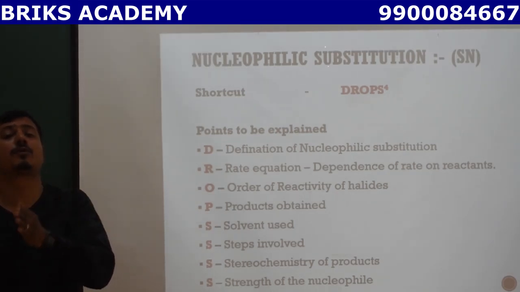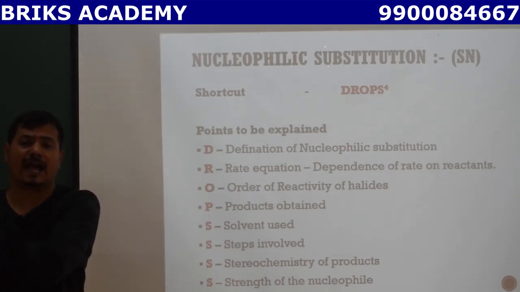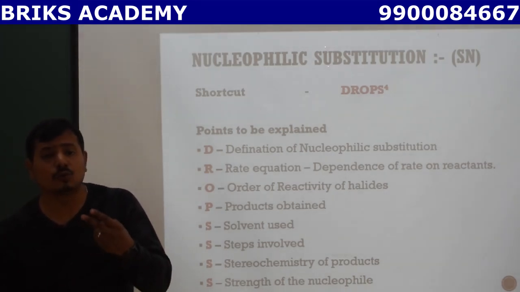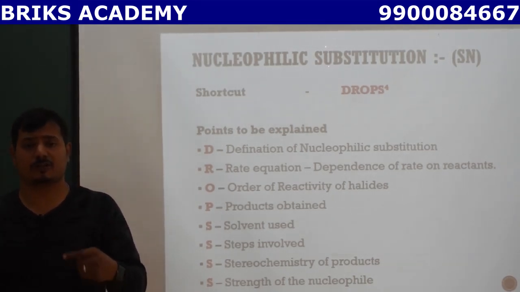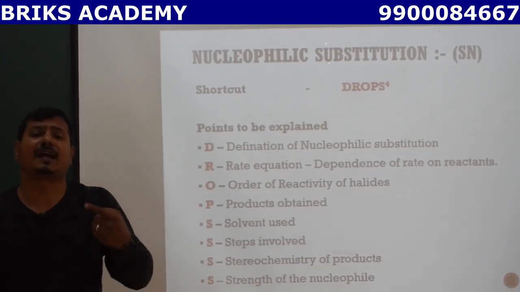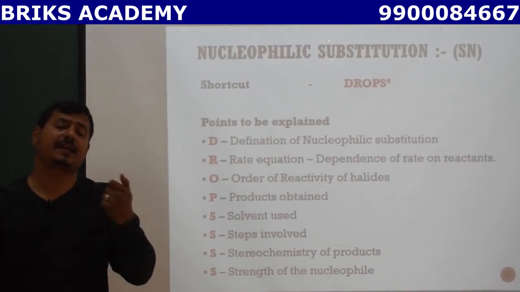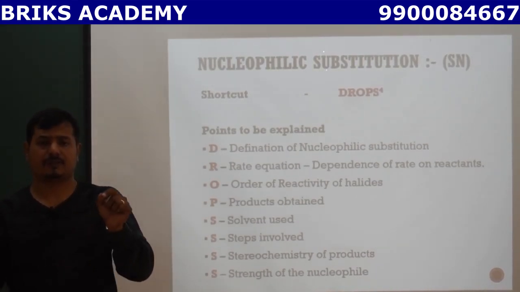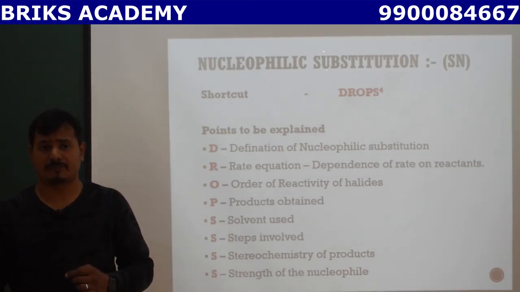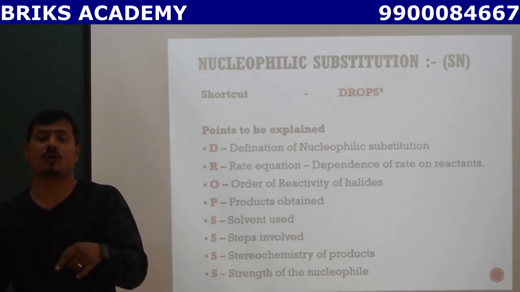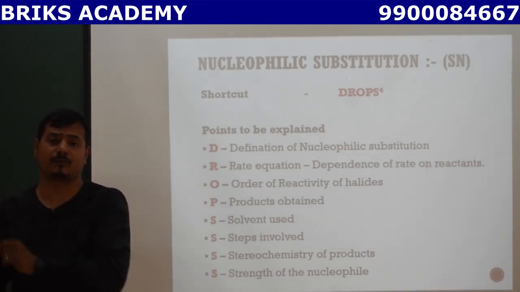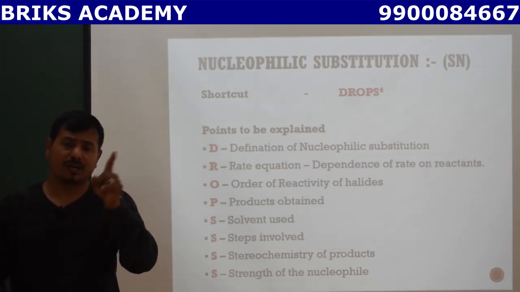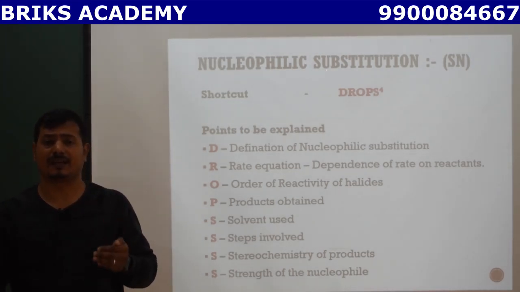Rate is directly proportional to concentration of alkyl halide only, because SN1 is a 2-step process. First step is formation of a carbocation, second step is attack of the nucleophile. The first step is the slowest step. The formation of carbocation is the slowest step. Therefore, that step is called the rate determining step, or RDS. In the rate determining step, the rate is only dependent upon one reactant, which is alkyl halide.